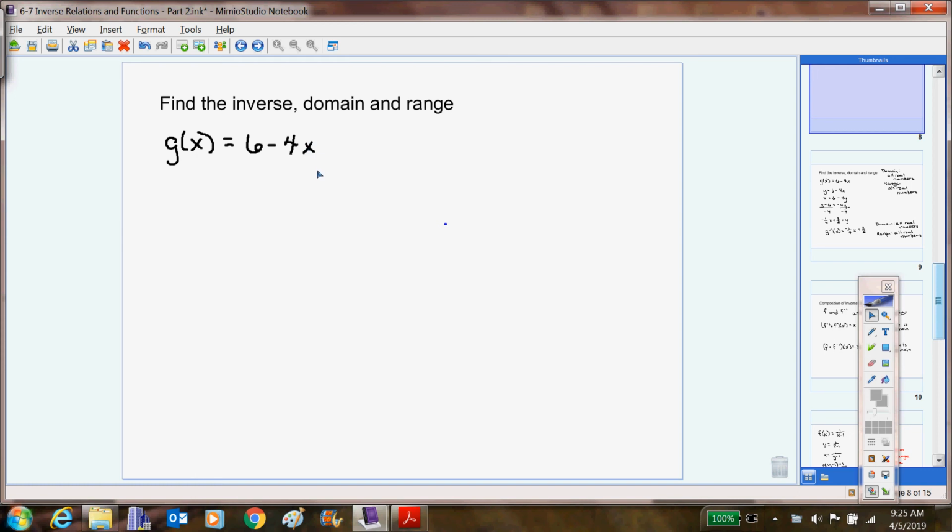We want to consider what happens when we switch them. But first of all, let's think about the original. What's the domain and the range for this original function? Like, what's x allowed to be? Are there any restrictions on x? No, x can be anything. So x could be all real numbers.